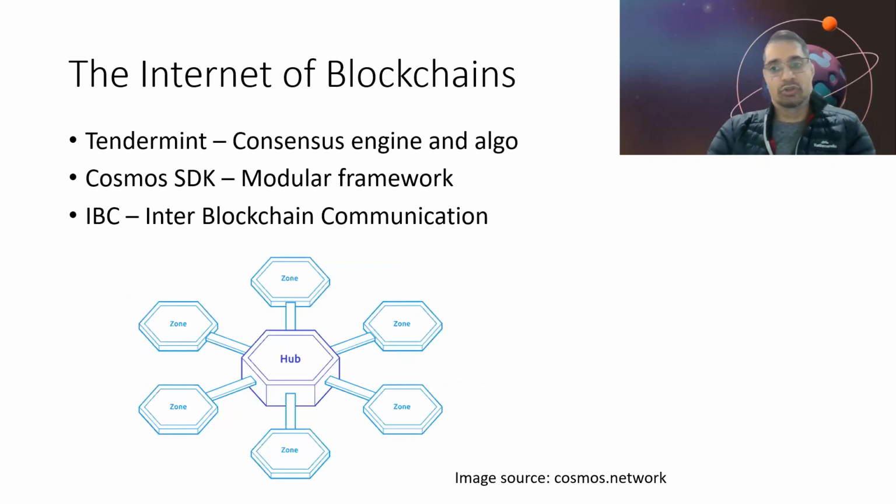It's also called the Internet of Blockchains. It has these major components: Tendermint, which is a consensus engine and also a consensus algorithm. Then we have the Cosmos SDK, which is the software development kit. It's a modular framework for building blockchain applications. And finally, we have the inter-blockchain communication, IBC, which is another part of the Cosmos ecosystem, which allows the applications built on Cosmos to interact with each other.